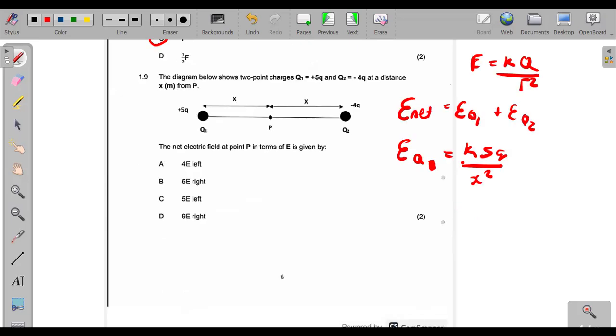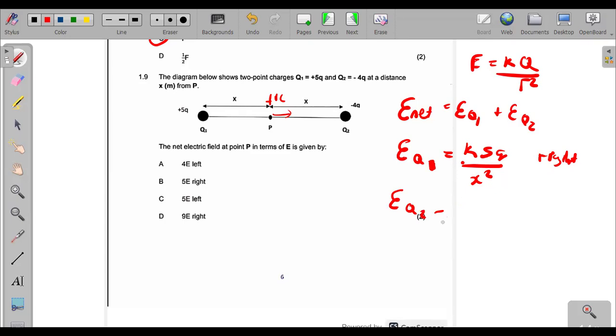Then what is the direction? At P, there is a positive 1 coulomb charge. So it means P will be repelled away from Q1. So it will act to the right. So EQ1 is acting to the right. What am I trying to do? I'm trying to retrace how in the first place we can calculate the magnitude of that net electric field. Okay, so that marks our EQ1.